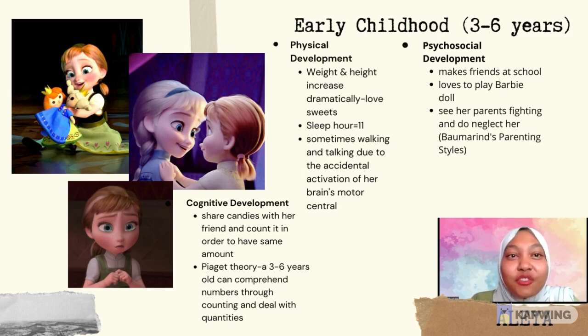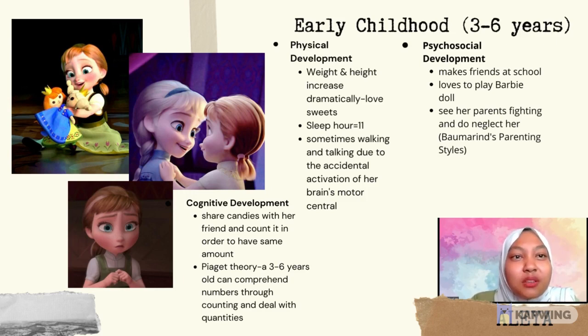Anna, between the ages of 3 and 6, likes the others younger. She is a very cheerful person. Her weight increased dramatically due to her preference for sweet foods such as candies, cakes, and others. She sleeps approximately 11 hours per night, but due to the accidental activation of her brain's motor control, she sometimes walks and speaks during her sleep.